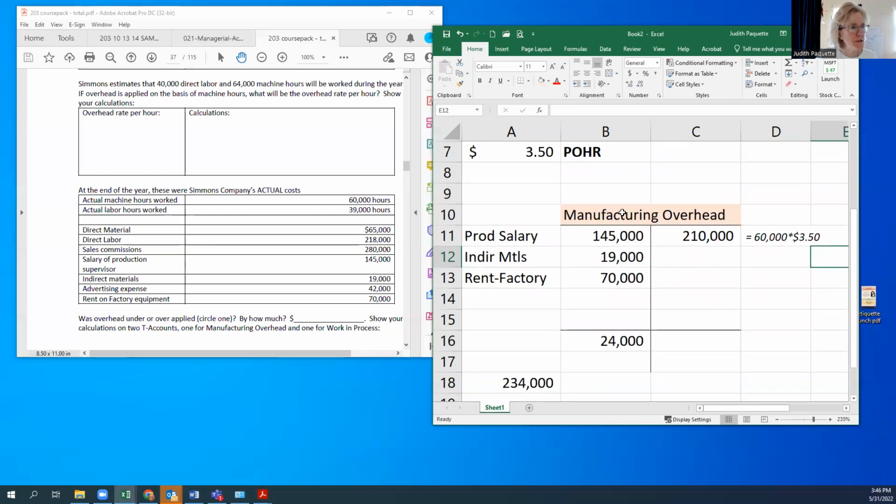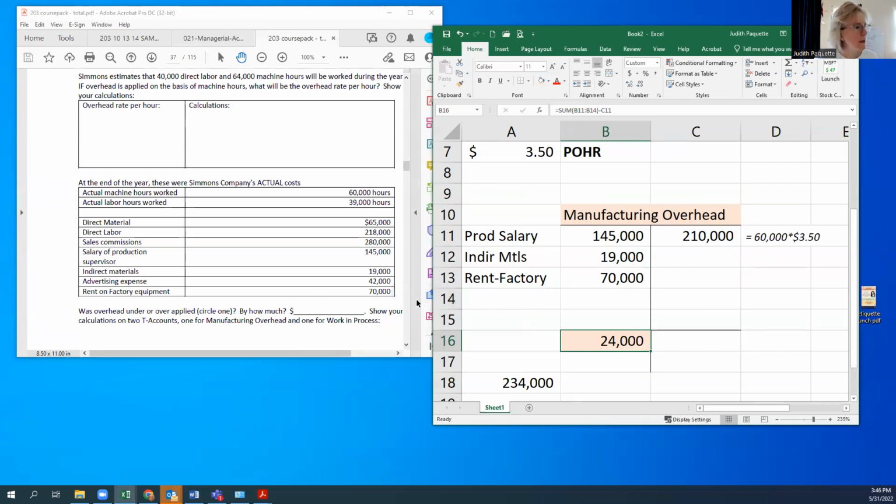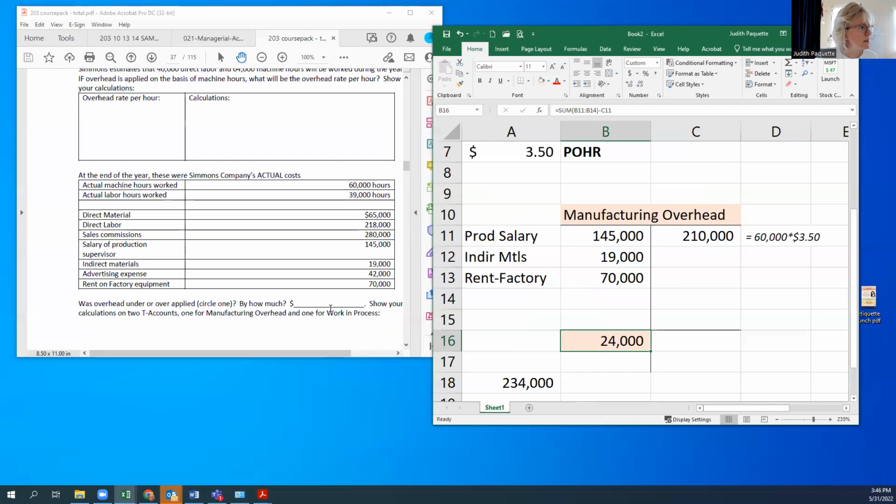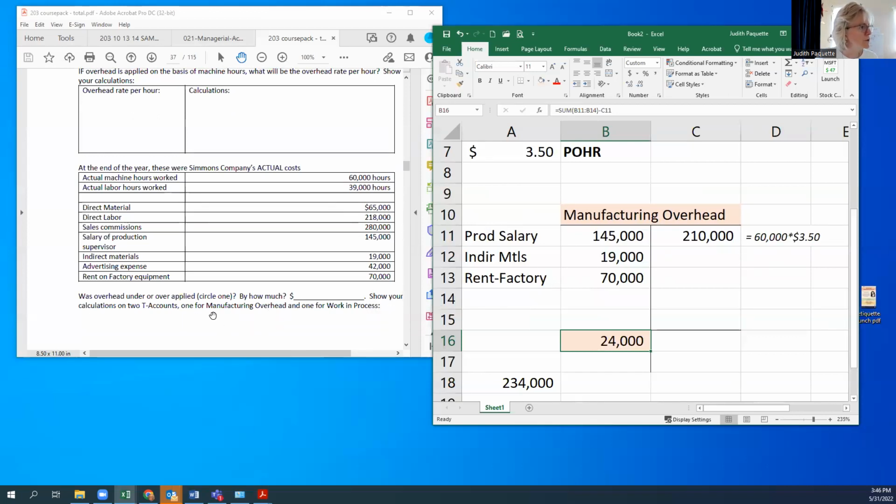So you take the difference: these three actuals add up to 234 actual, but we only applied 210. So Cole is correct. We under applied by 24,000. So overhead, here's where we applied it. We credited 210. It was under applied by 24,000. Okay. Show your work on 2 T accounts, one for overhead and one for work in process.